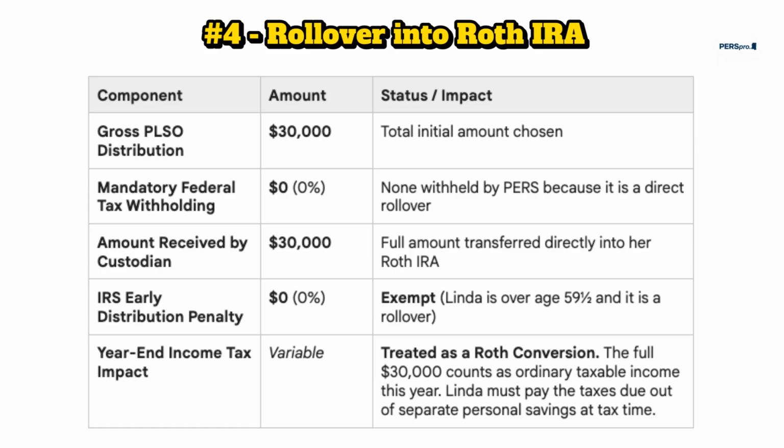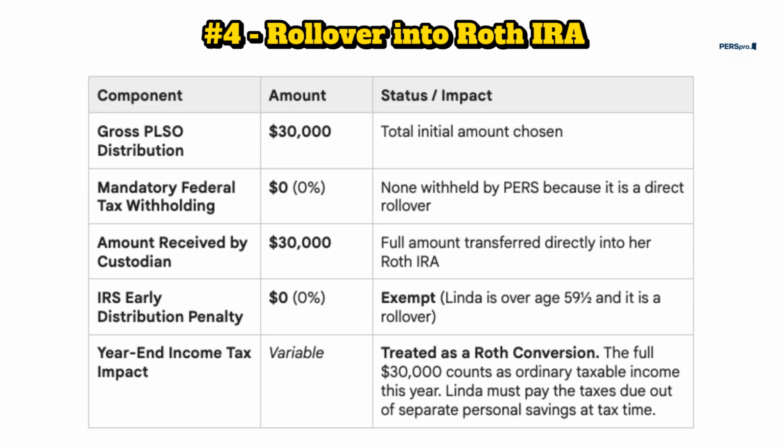However, come next April, Linda must report that entire $30,000 as ordinary taxable income. The 10% penalty: Linda pays $0 in penalties. She is over age 59 and a half, and a rollover is exempt from early withdrawal penalty anyway.